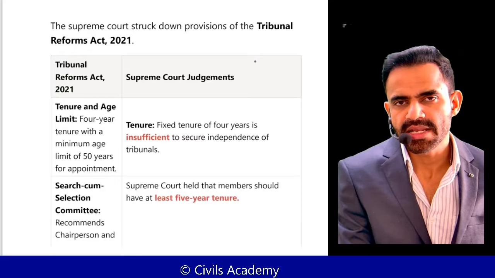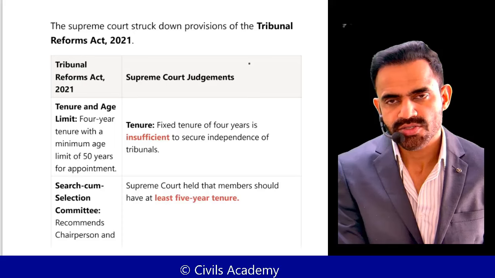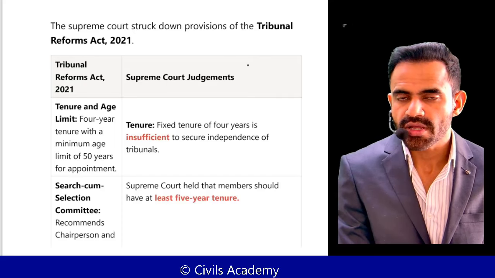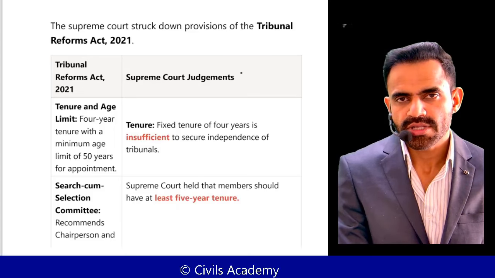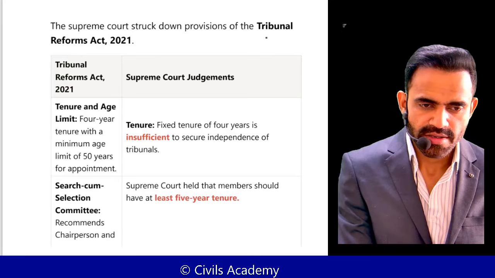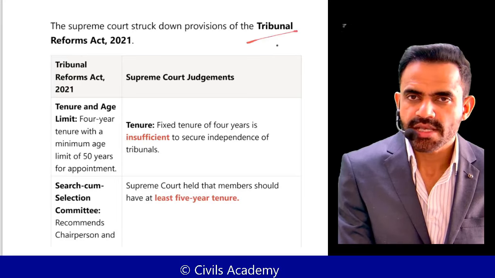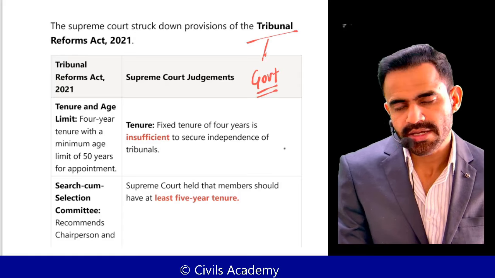For example, let's say I'm oversimplifying, there is an income tax related case, so it will go to the income tax tribunal. Why not to the regular court? Because this is a complex issue, and for that we have a specialized body. Now understand, when cases are going on in a tribunal, in a lot of cases the government itself is a party. That means cases filed against the government.